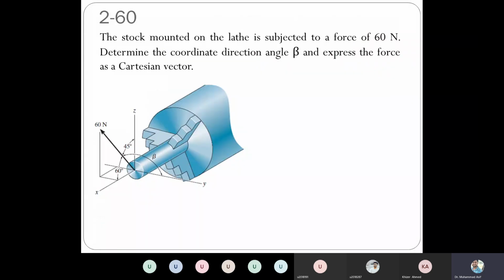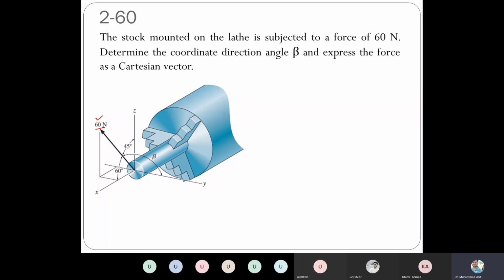So let's try to practice what we have learned in theory. For example, this is a lathe machine, and a piece is inserted in the chuck of the lathe machine. When we cut that piece, if we reduce the diameter or the length, normally we place a tool on the surface or in front of it. Let's say when the tool comes in contact with that piece, it applies a force. Let's say that force is given as 60 Newton.